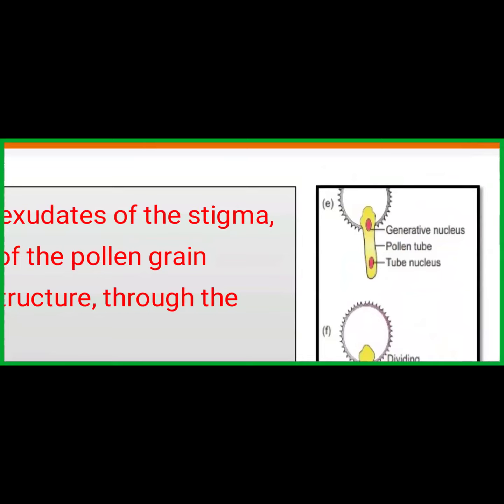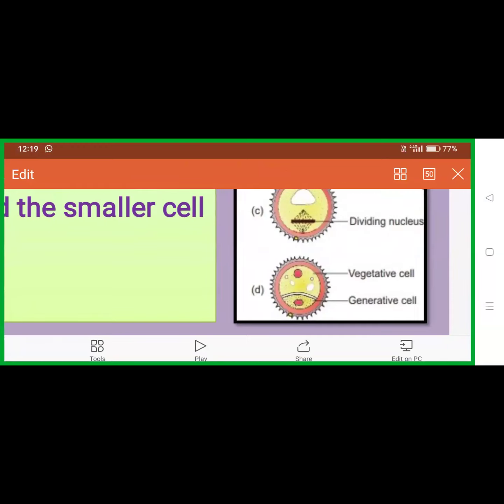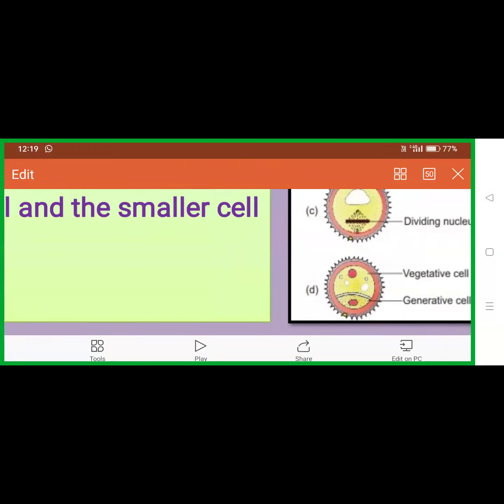The first mitotic division in a pollen grain results in two unequal cells. The smaller one is called the generative cell and the larger one is called the vegetative cell. The larger vegetative cell eventually forms the pollen tube. The smaller generative cell forms two male gametes by another mitotic division.